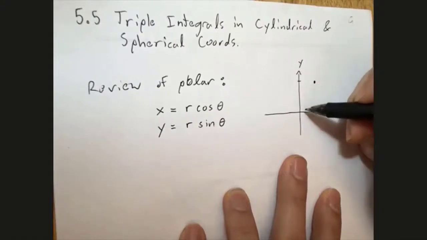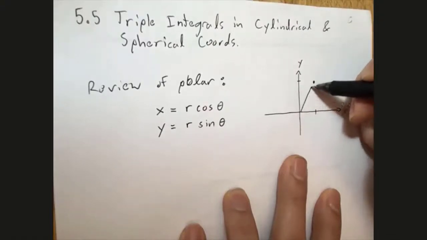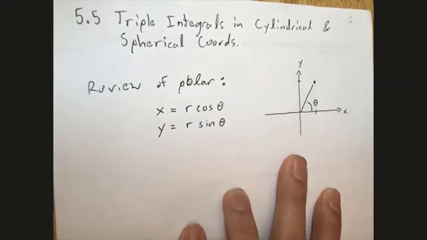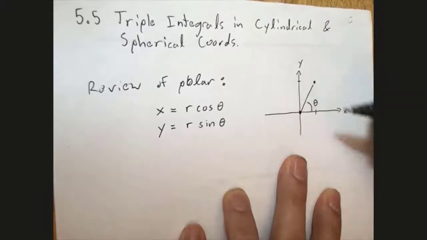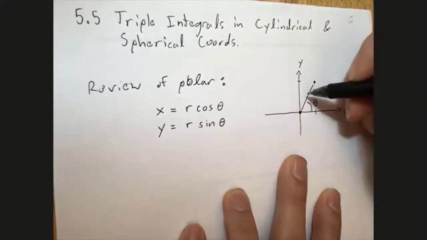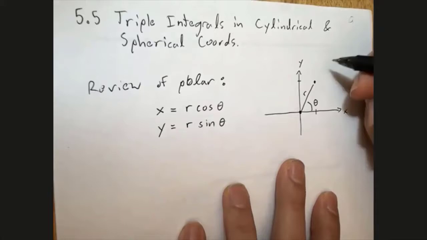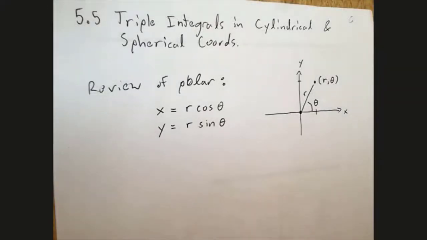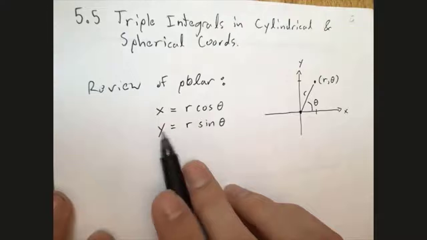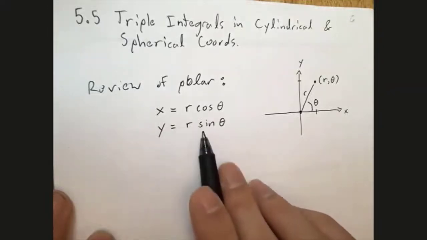Polar coordinates specify this point by specifying an angle from the x-axis, that's called theta, and a distance from the origin, that's called r. So in polar coordinates, this point would be given coordinates r comma theta instead of x comma y. So you're given a distance and an angle, and that tells you where you are in space. And we can convert from Cartesian to polar using these formulas.